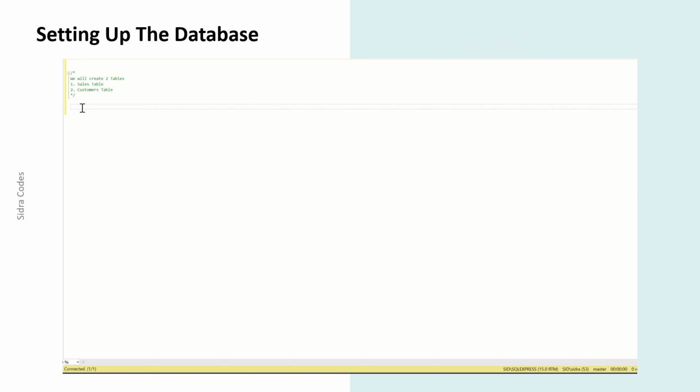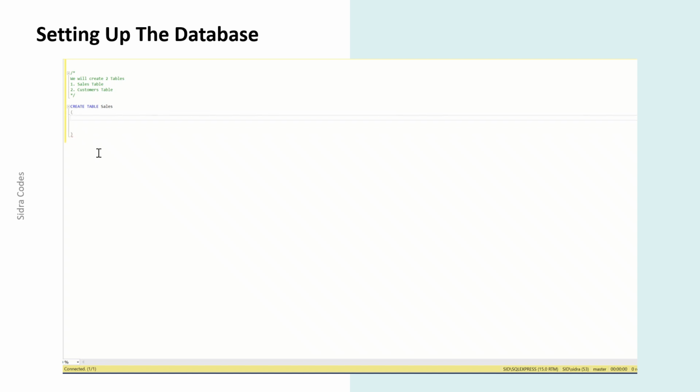Okay, let's set up the database. First things first, we need to create two tables. One is our sales table and the second is the customer table. In order to do that, we're going to write CREATE TABLE sales. This is the name that I want to give to my table. What I'm going to do is open parentheses and add one more to close parentheses.